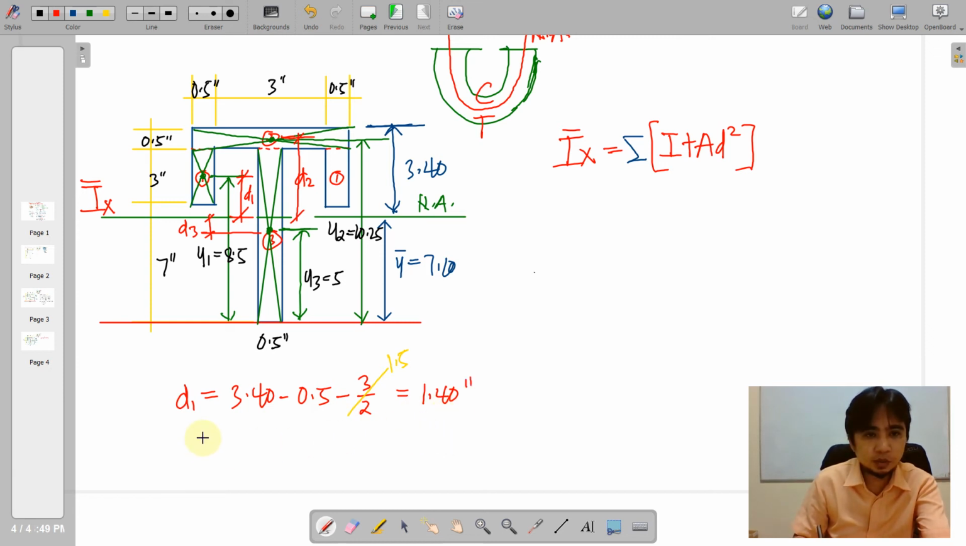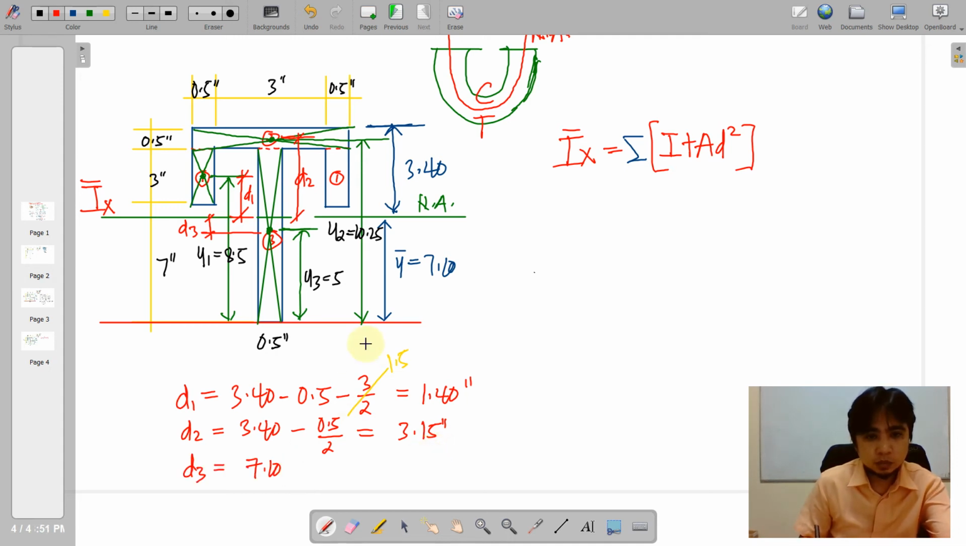Okay, for D2, we have 3.4 less half of 0.5. So we have 3.15 inches for D2. And then finally for D3, we have to consider the bottom dimension, or y bar from the bottom, that is 7.1 minus half of 10, that is 2.1 inches.